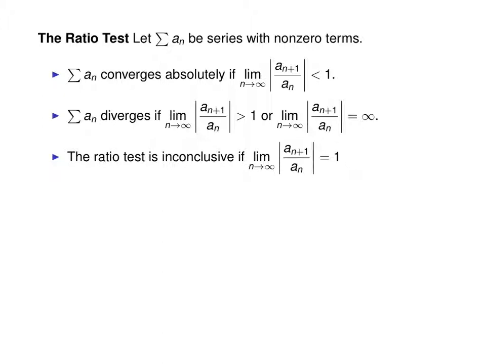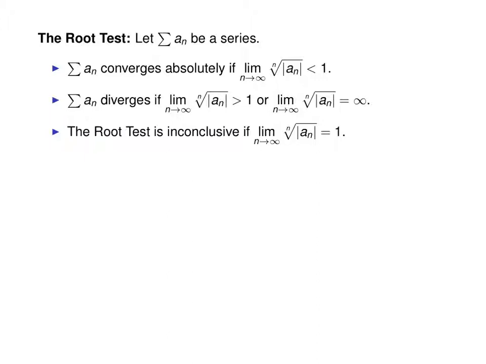So first of all, here is what the ratio test says. We have that a series converges absolutely if the limit of the absolute value of the n plus first and nth terms is less than 1, and diverges if that ratio is greater than 1. And the ratio test is inconclusive if that limit is equal to 1. The root test is awfully similar.